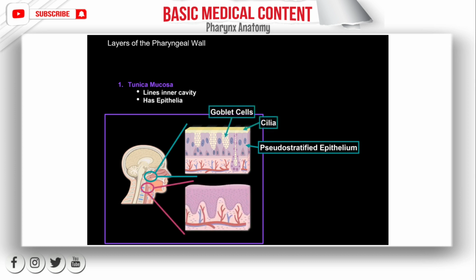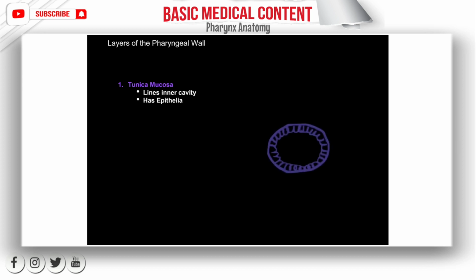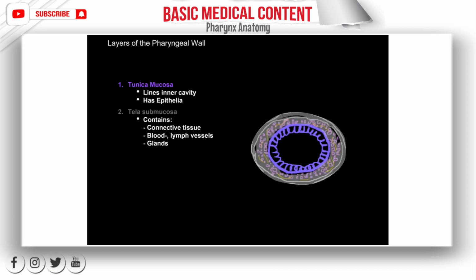While the rest of the pharynx has to endure the pressure of food coming through the mouth, so it's lined by stratified squamous non-keratinized epithelia for protection. So that is the first layer. The next layer is the tela submucosa, containing primarily connective tissue, as well as blood vessels and lymph vessels and glands. So that was this layer.